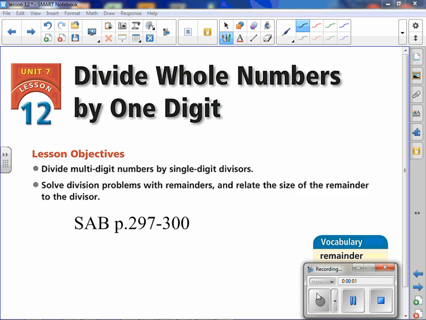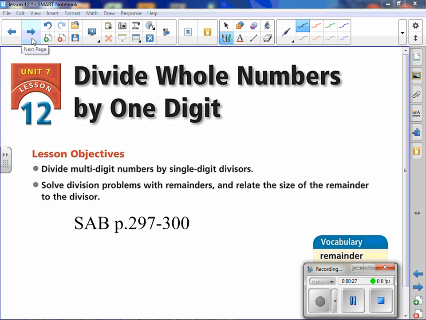Okay, today we're going to be doing Unit 7, Lesson 12. We're dividing whole numbers by one-digit numbers. So we'll divide multiple digit numbers by single divisors and solve division problems with the remainder, and realize how the remainder relates to the size of the divisor. Okay, it's SAB page 297 through 300.